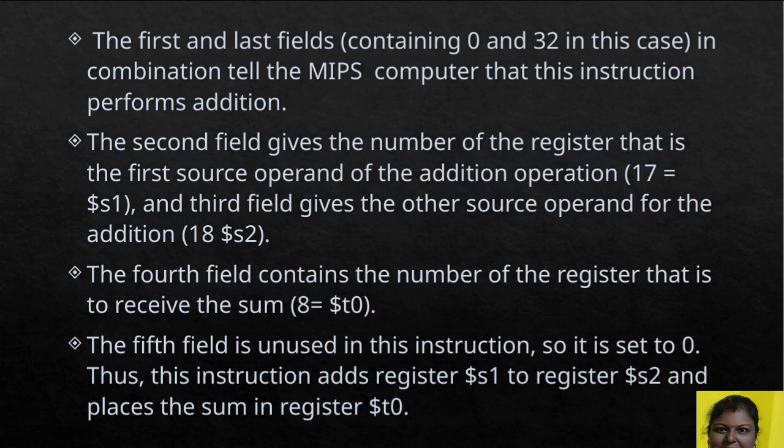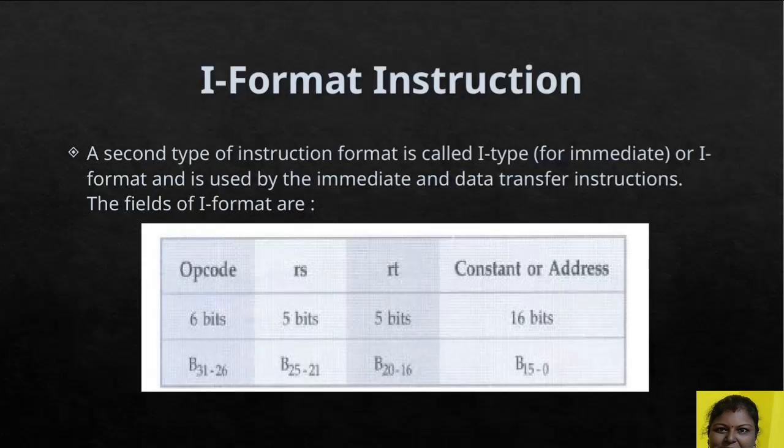Now, let's look at a second type of instruction format called I-type, or immediate format. This format is used mainly for immediate and data transfer instructions. It's structured with specific fields that define the operation, the registers involved, and the immediate value itself. Understanding these fields helps us see how data moves quickly and efficiently within the system, making I-format essential for many common operations.